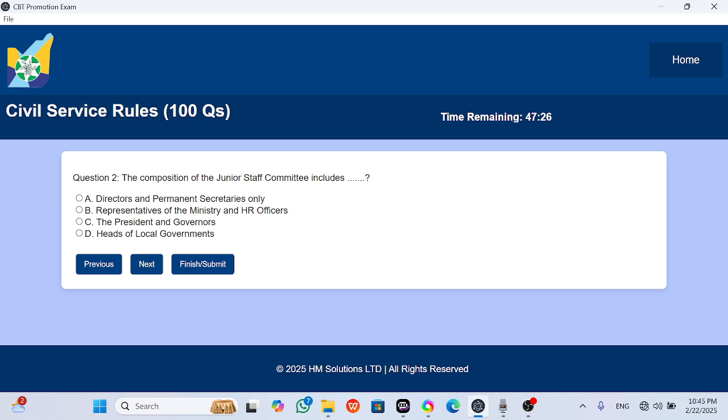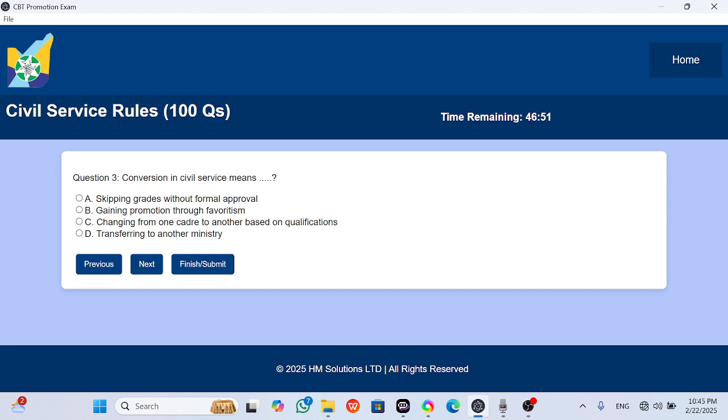The next one says that the composition of the junior staff committee includes dash A, directors and permanent secretaries only. B, representatives of the ministry and human resources officers. C, the president and governors. D, heads of local governments. Okay, let's take B for example. You can see we have a color there. Then you click on next.